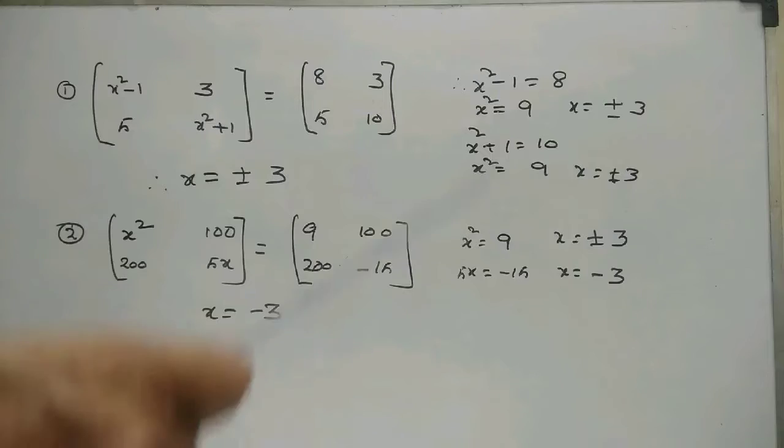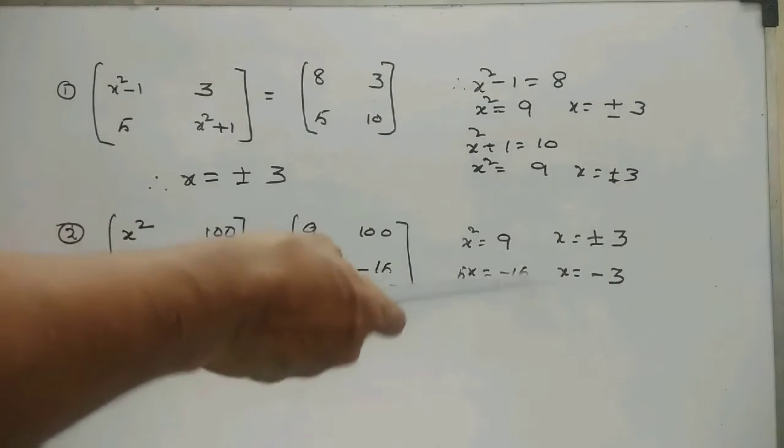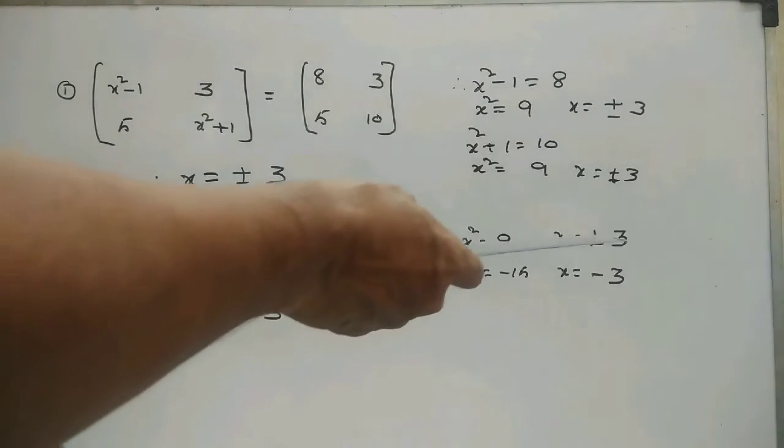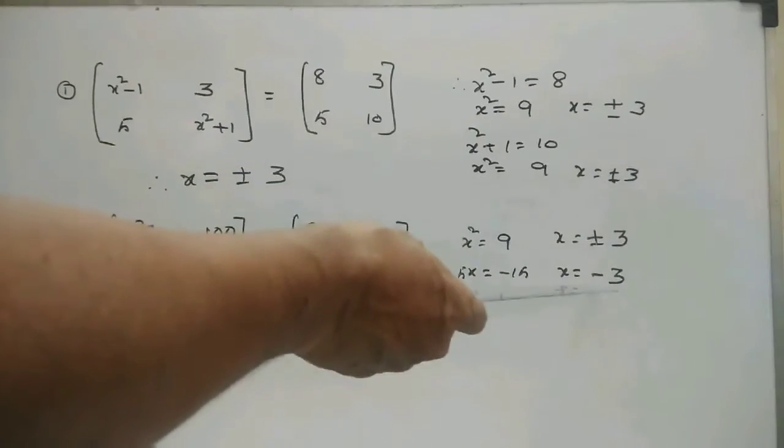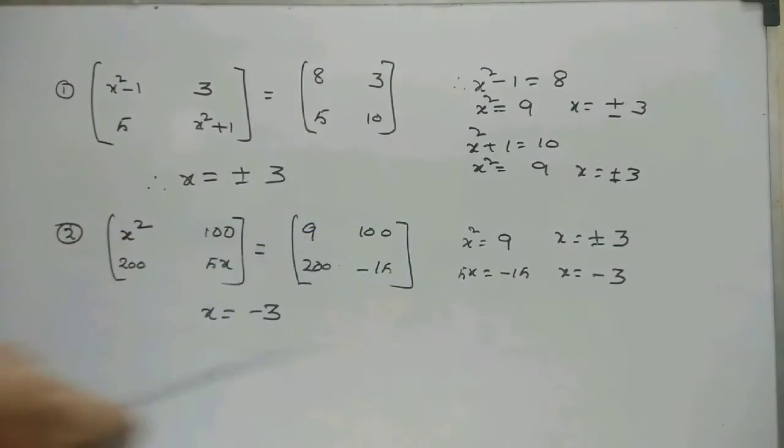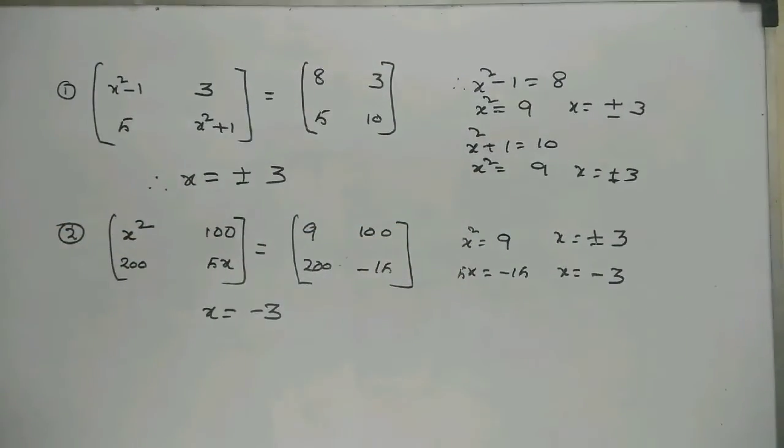So you have to choose the value of x which satisfies both the equations. So x equal to plus or minus 3, here x equal to minus 3, therefore the value of x must be equal to minus 3 only, because minus 3 satisfies here as well as here. So you must be careful whenever the problems are like this. We will do more problems after some time. Now we will go for how to do additions and subtractions.